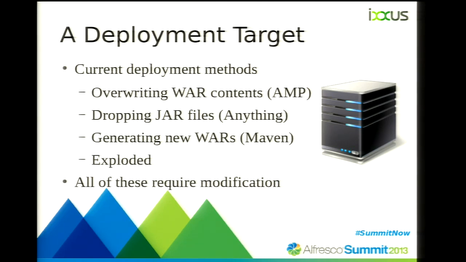A third mechanism is using Maven. Maven is a build tool and a dependency management tool, using Maven to generate a new WAR. Alfresco very kindly provided now a set of transitive dependencies for Maven, so that we can understand what makes up a given Alfresco release, and we've got a WAR file. So what we can do is take that WAR file, take our jar files, link them together with dependencies and say, please overlay one with the other and produce a WAR file on the other end. And then finally, we've got an exploded mechanism of directly overwriting files. So all of these require modification in some way.